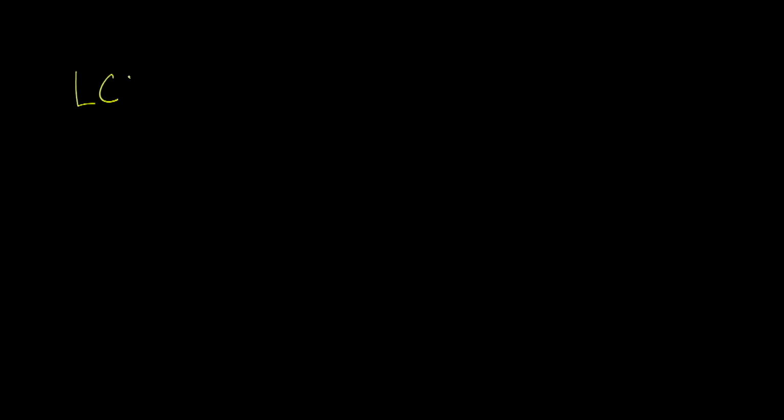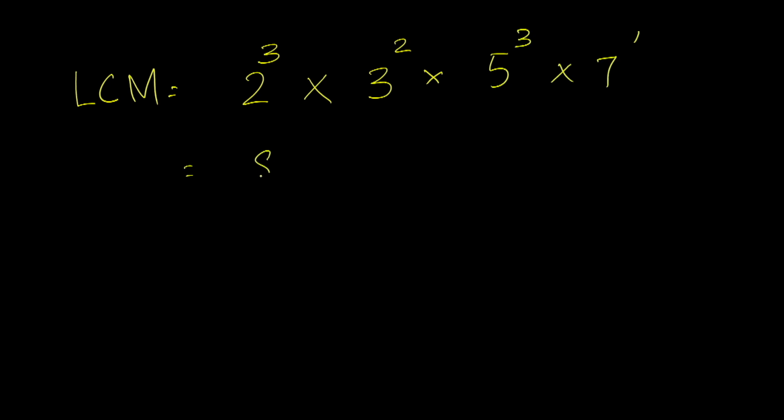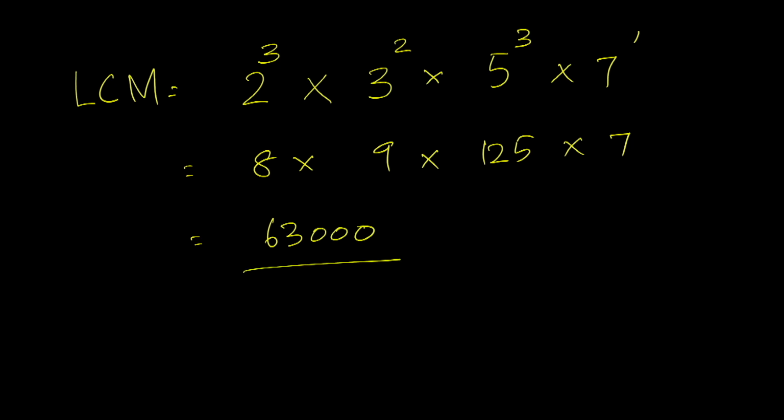And then LCM can be obtained by taking the larger of the exponents. So the largest exponent of 2 among these two numbers is 3. The larger exponent of 3 among these two numbers is 2. For 5 it is 3, and for 7 it is 1. So that is 8 into 9 into 125 into 7. That is 1000 into 63, 63,000. So this is the LCM of 1260 and 3000.